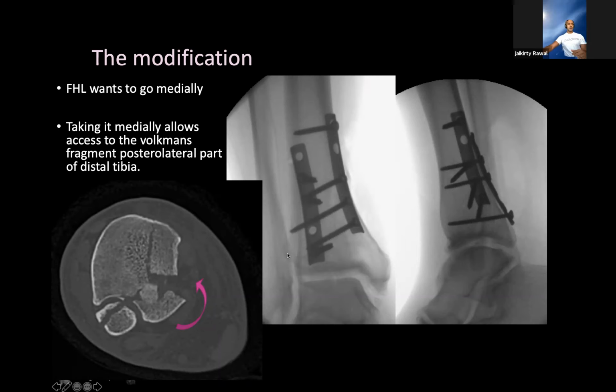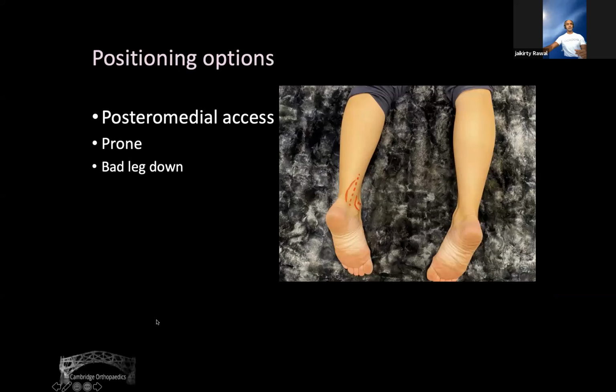Okay, so it's quite a nice modification to take FHL medially, and then you can expose that. I thought it was an original thought by Alex, but I found a whole load of papers in the OTA that describe this modification of this technique. And it gives you like 90% exposure at the back of the ankle compared to 60 just through a posterolateral approach. I borrowed my wife for this.